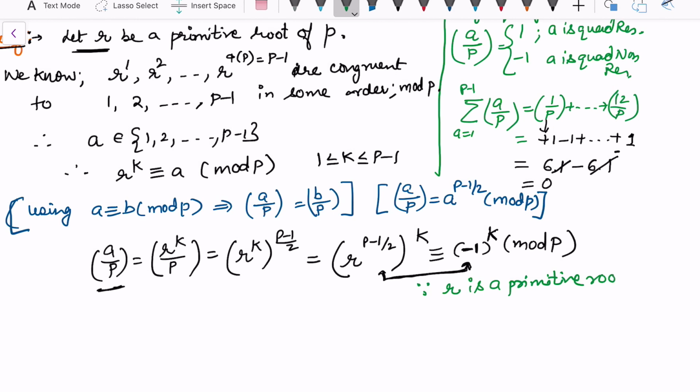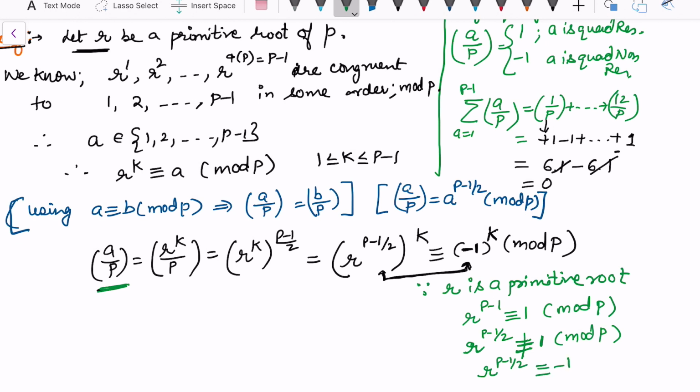If r is a primitive root, this means r to the power p minus 1 is congruent to 1 modulo p, and for every other smaller power, if I take r to the power (p minus 1) by 2, this should not be congruent to 1 modulo p. If this is congruent to 1 modulo p, in that case r will not be a primitive root. So the only choice left in connection with the Legendre symbol is that r raised to the power (p minus 1) by 2 is congruent to minus 1 modulo p. So I'm using this case. Using this reasoning, we can replace this quantity by minus 1 to the power k.